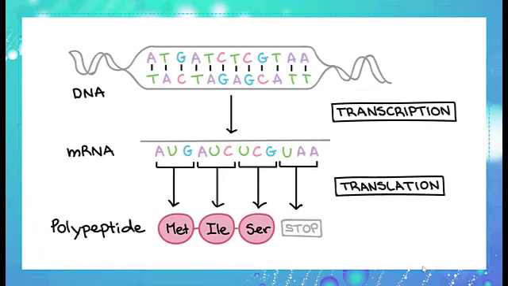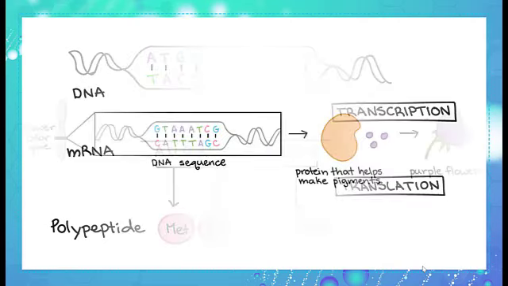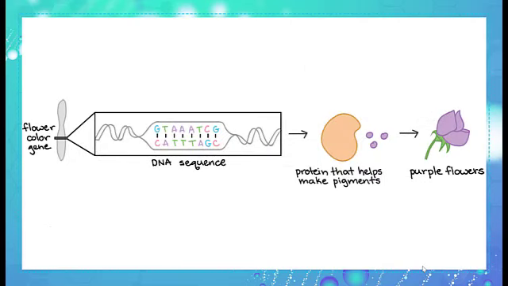In the previous lessons, you have learned that a gene is a specific sequence of DNA that codes for the synthesis of a polypeptide. The synthesized protein is involved in a certain process that affects a certain phenotype of an organism. For example, the purple color of this flower is determined by the protein that makes the pigments in this flower. This protein is coded by a specific gene in the DNA of this flower.